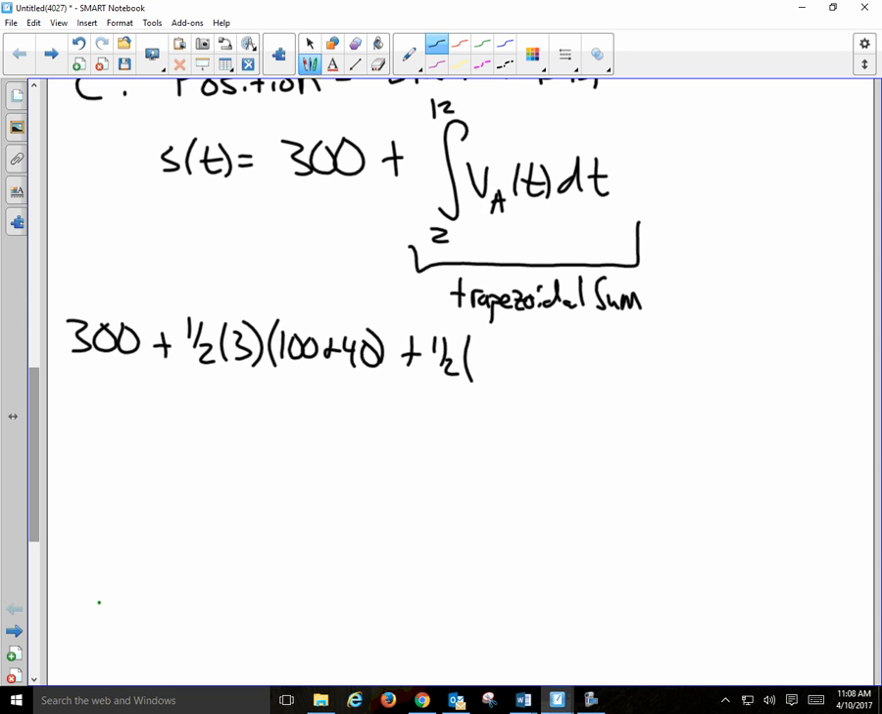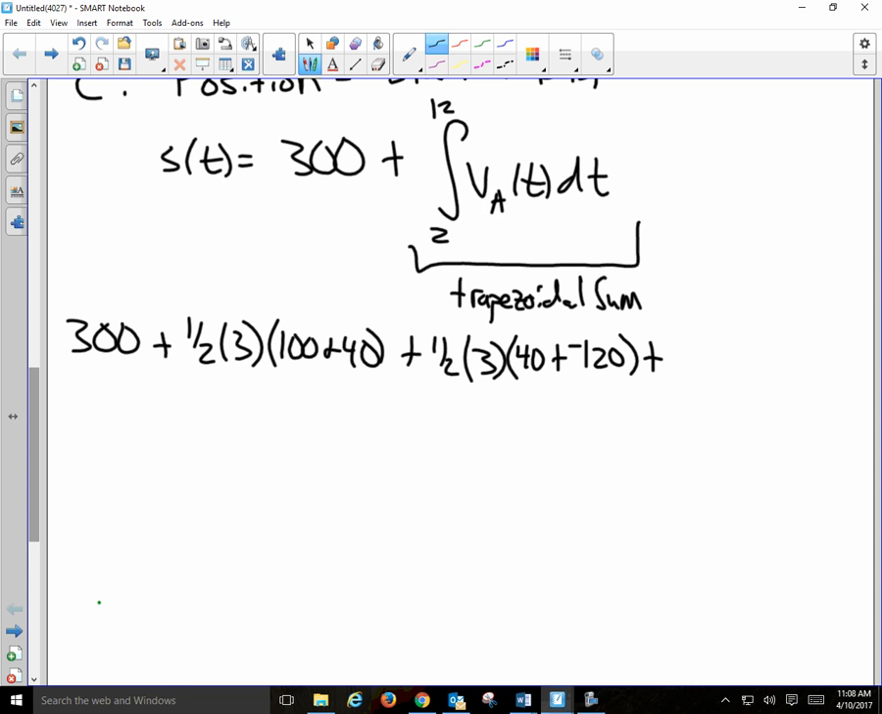Let's do the next trapezoid. What are you going to call the height of the next trapezoid? So I just did from 2 to 5, so now I'm going to go from 5 to 8. So 3. What's the base of one side? 40. What's the other base? Negative 120. Yep.